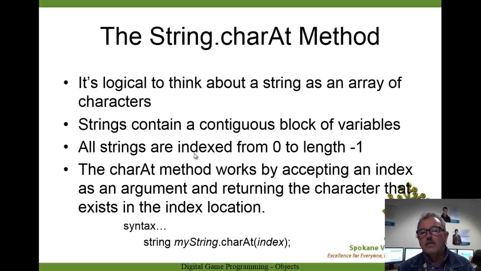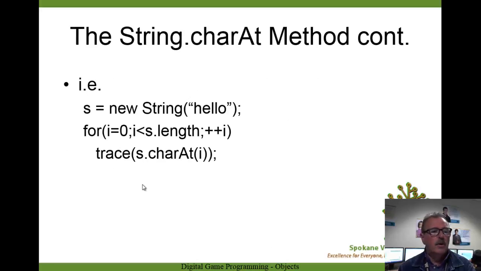The charAt method works by accepting an index as an argument and returning the character that exists at that index location. The syntax is listed at the bottom of this slide, and it's always best to see it with an example. So go ahead and put this example into Flash right now and see what you come up with.